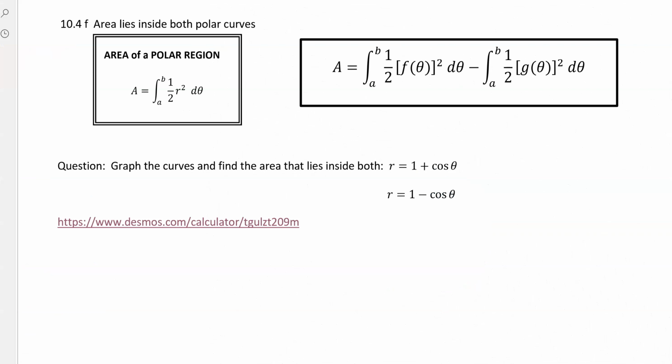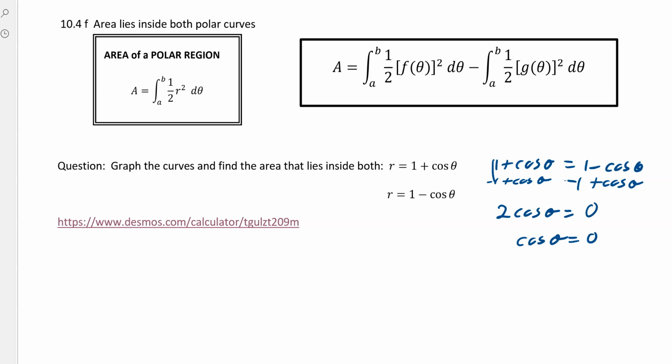So if we set these equal, add the cosine theta over, I get 2 cosine theta equals 0. So basically cosine theta equals 0. And this occurs when theta is pi over 2 or 3 pi over 2. That's when we get 0.